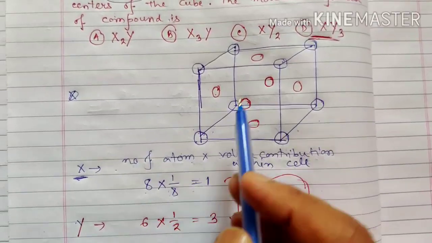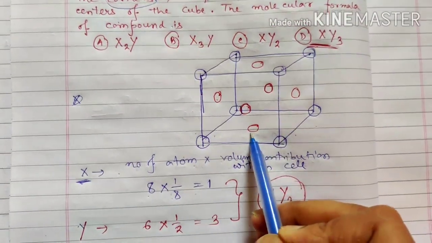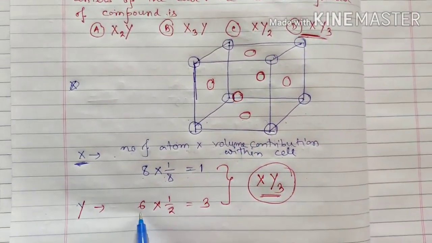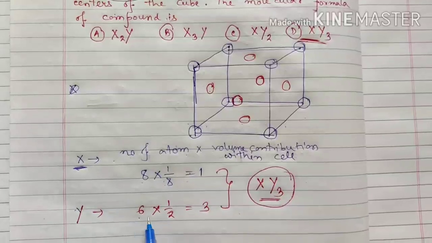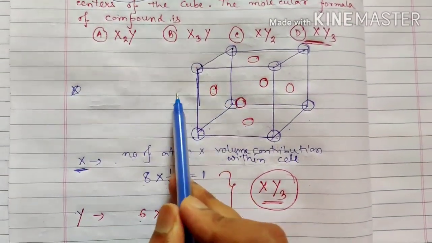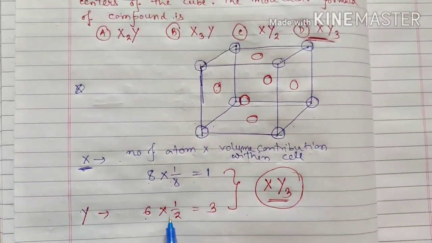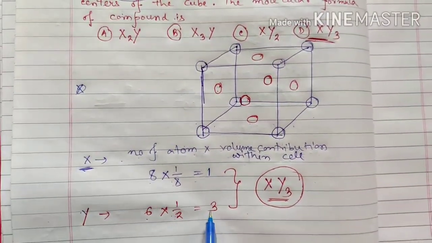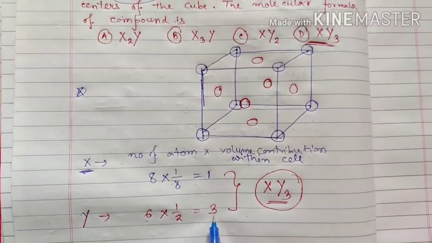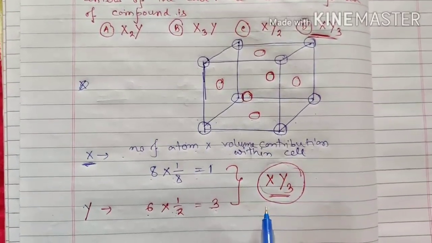On the other hand, see, there are 6 face center where the red atoms, Y atoms are there. So there are 6 atoms, but for face center it contributes half of it, because suppose this atom, it is shared by 2 unit cells side by side. So its contribution is half, so it is 3. So X and 3Y. So the formula will be XY3.